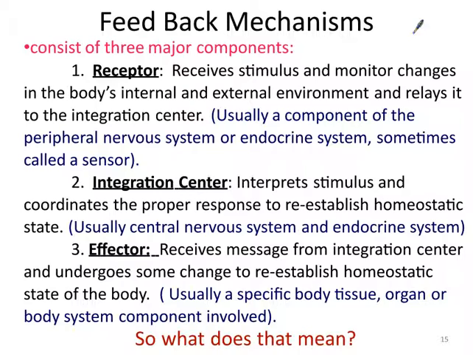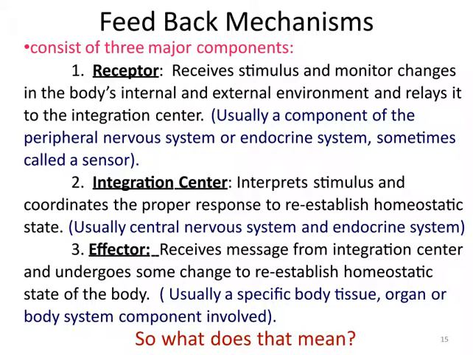The second part of a feedback mechanism is called an integration center, or sometimes called a control center. This part is going to interpret the stimulus and come up with some kind of response that will help reestablish homeostasis. And then the third part is called the effector, and the effector is actually going to carry out some kind of response to whatever the change is. And this will help get us back to homeostasis.